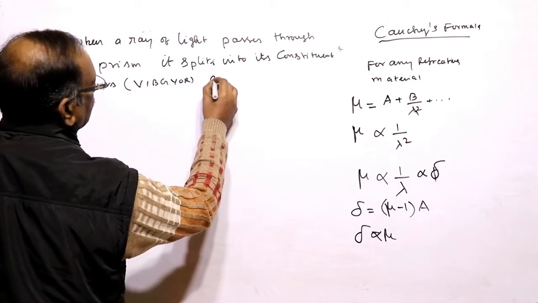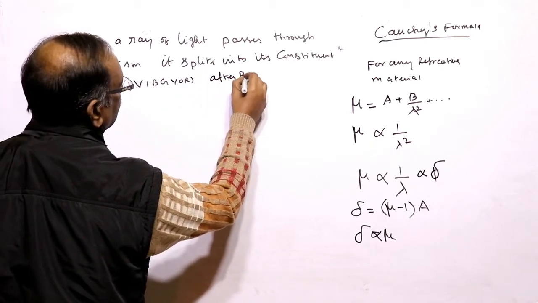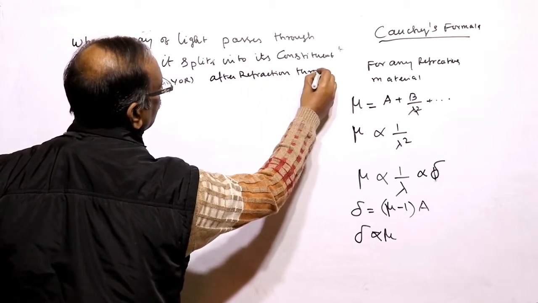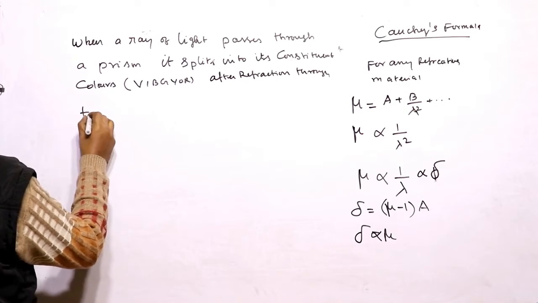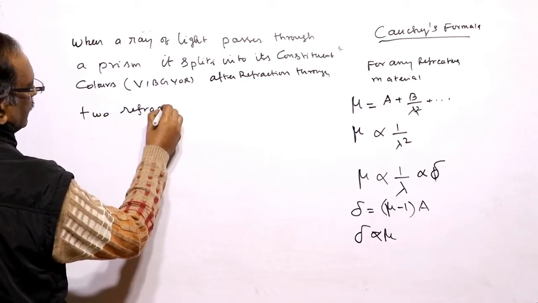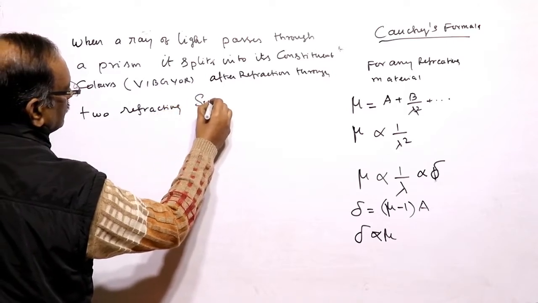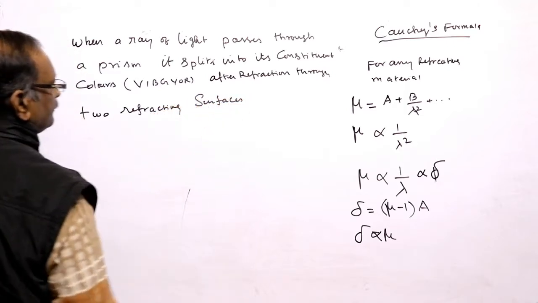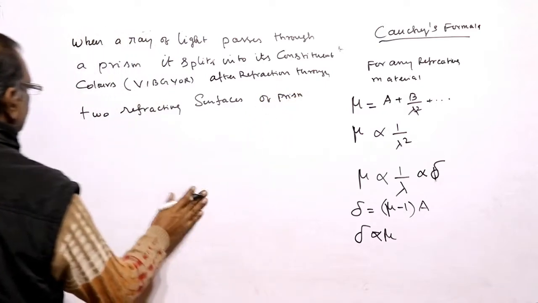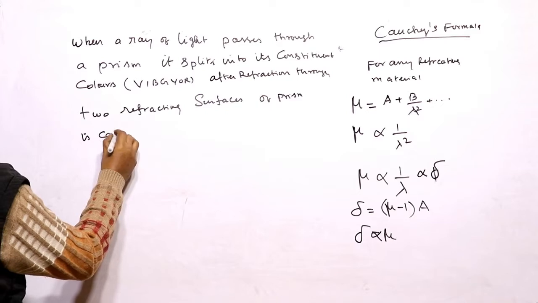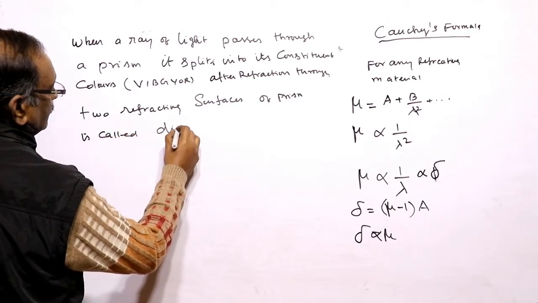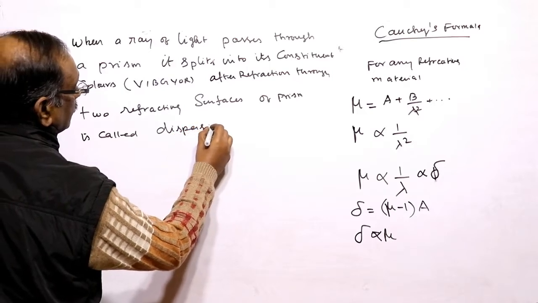After refraction through two refracting surfaces of the prism, this splitting is called dispersion of light.